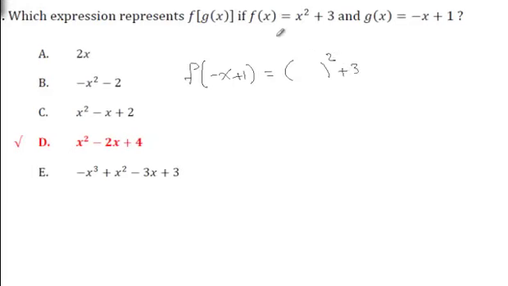And then go back into the function and look inside. What's here? Here we have x, that's why it was x squared plus 3. Here we have minus x plus 1. So go to the bracket and replace it with minus x plus 1. Now we have this form.